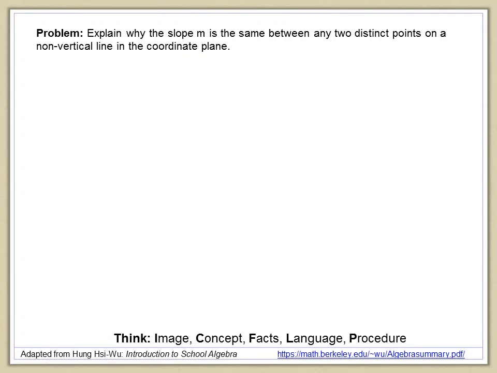This standard is broken into three parts, and we will take them one at a time. The first one is to explain why the slope m is the same between any two distinct points on a non-vertical line in the coordinate plane. The standard asks us to do this using similar triangles, and the reason we're doing this is because the similar triangles ties us together with things that we've learned from geometry.